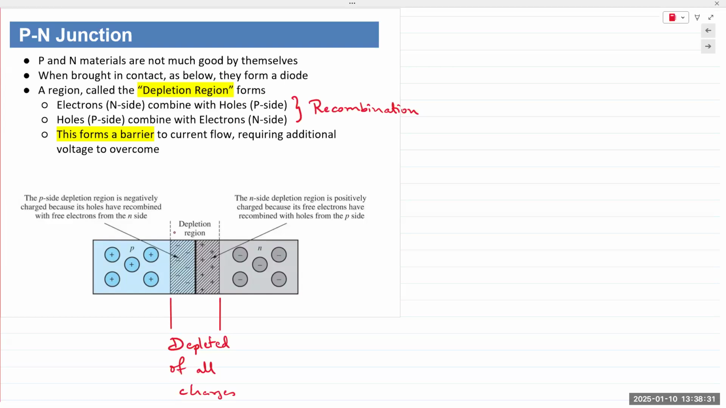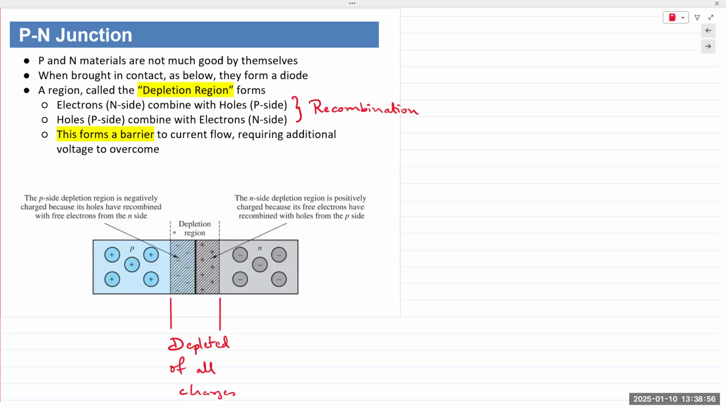You all with me so far, right? You got holes and electrons that cross over, recombination takes place, it takes out the positive and negative charges. So that region is completely devoid or depleted of all charges. Hence, it is known as the depletion region. You would expect that the depletion region would keep expanding until everything is neutralized, all the charges disappear. But that's not what happens.